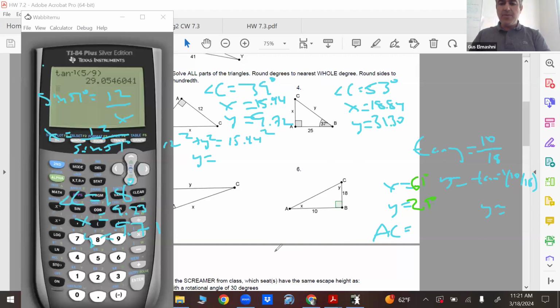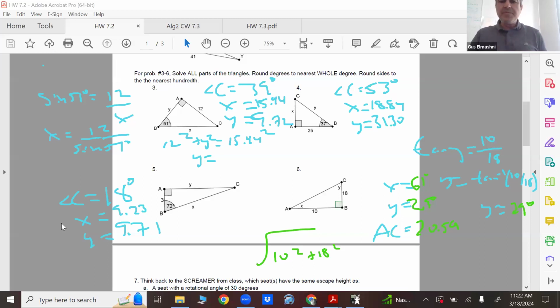And then AC, just do the Pythagorean theorem. And you're going to root that sucker. That'll be the square root of 100 plus 324. Don't do it in your head if you can't. 20.59 is that side. Minimize, screenshot. There we go. Okay.